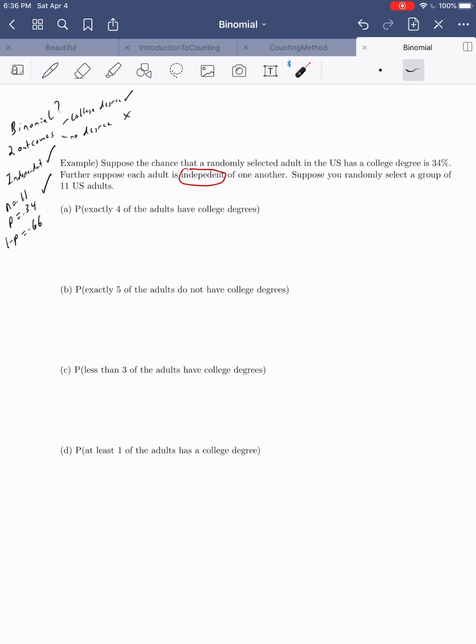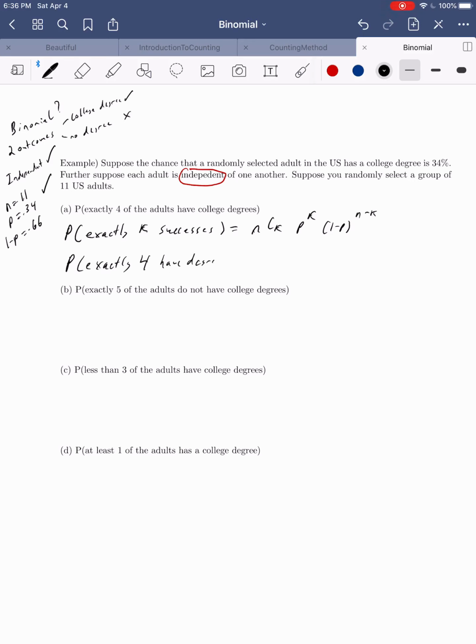All right, so let's actually try to calculate the probability that exactly 4 have college degrees. We're going to use that binomial formula. Remember, the binomial formula says the probability of exactly k successes is nCk, p to the k, 1 minus p to the n minus k. So in our case, the probability of exactly 4 having degrees: the n here, we said, is going to be 11, so we're going to do 11C. How many successes do we want? We want 4 of them to have degrees, so 11C4. The probability of success is going to be 0.34.